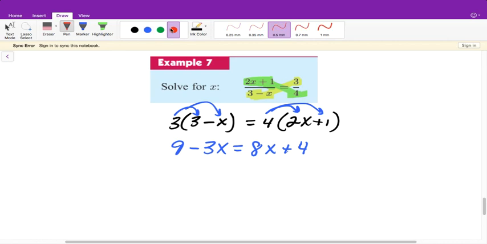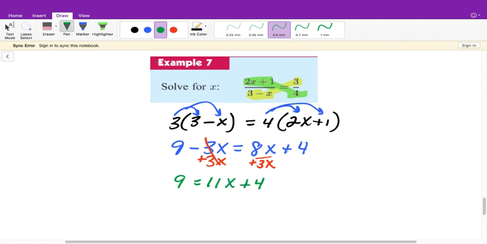Now we have variables and numbers on both sides. It doesn't matter which way you move this. You pick. So I'm just going to go ahead, since I have more x's on this side, and move this 3x to the other side, just so that I have my x to be positive, because I don't want to divide by a negative number. And then I get 9 is equal to 11x plus 4.